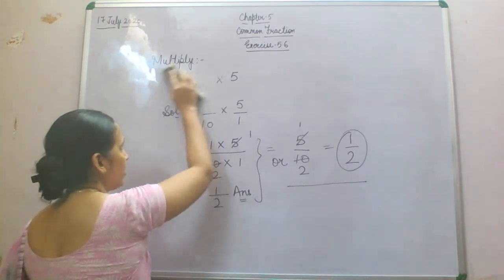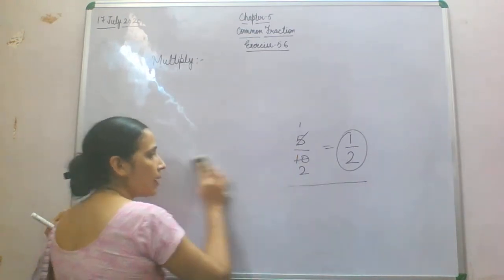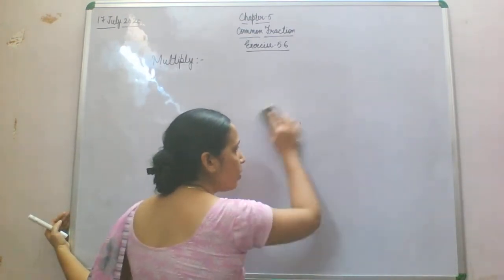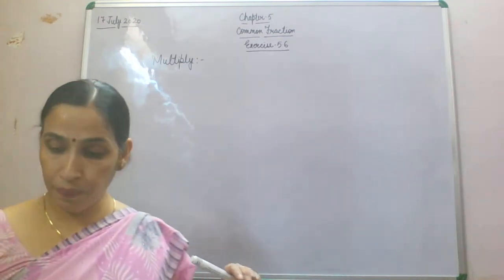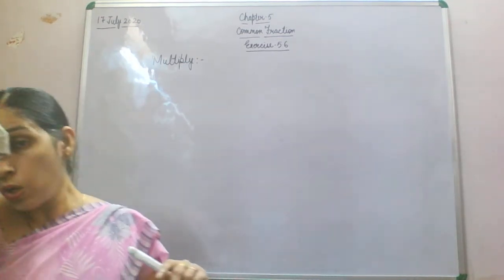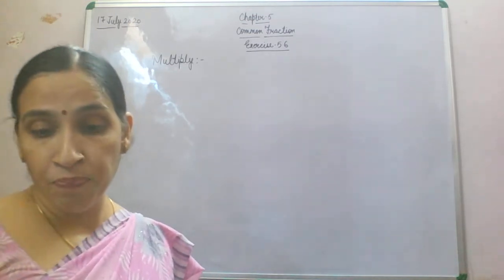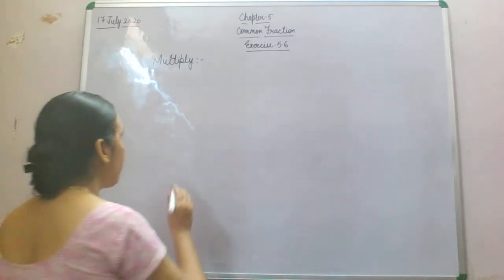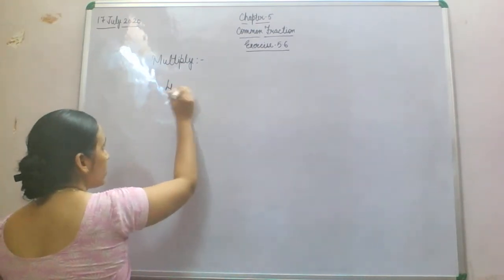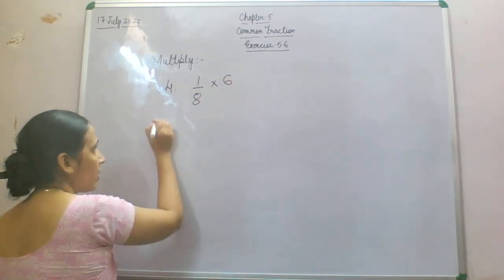So question number 4, that is again a unit fraction. We will do question number 4. After that we will come to a second kind of question where you are going to multiply a proper fraction with a whole number. So let's find it out. Next question, that is question number 4, that is 1 by 8 multiplied by 6.